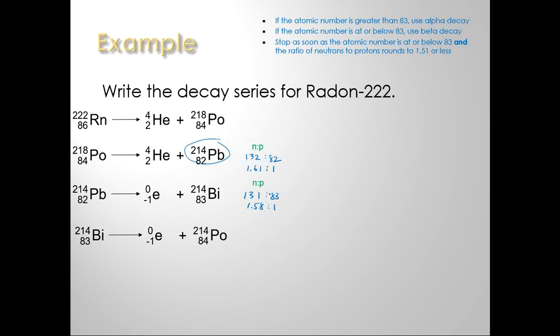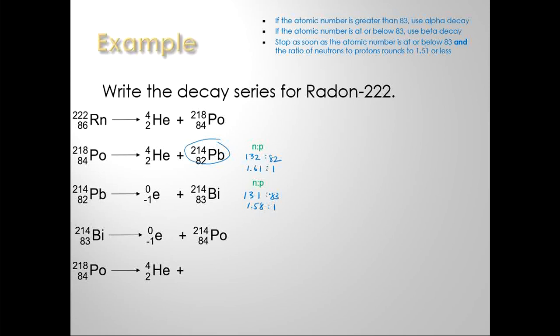As it again goes through this decay series, the number of neutrons and number of protons are going to continue to change because the whole point is that this unstable nucleus is trying to get stable. So here we're not calculating the neutron to proton ratio because the atomic number is greater than 83. Remember that you only calculate the neutron to proton ratio when it is at or below atomic number 83.